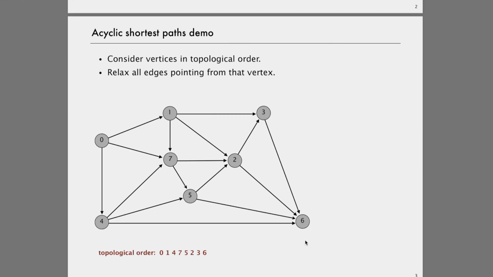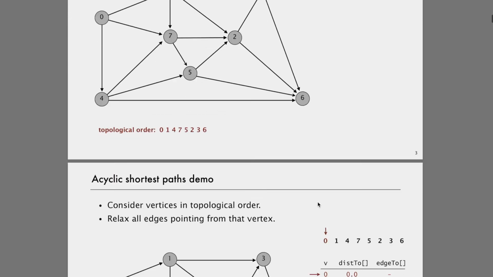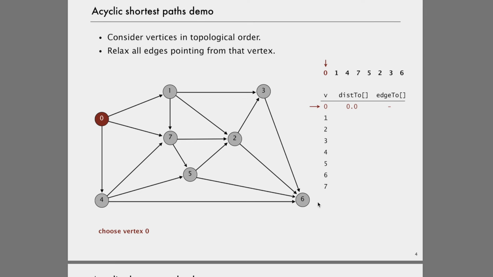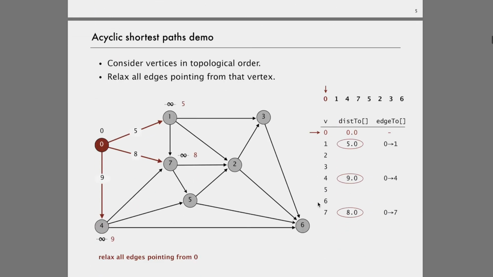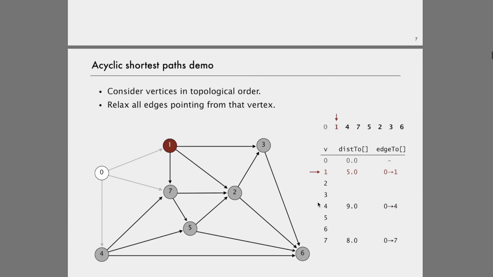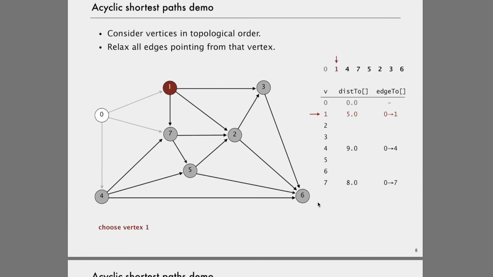So here's the edge-weighted DAG. And the first thing that we do is sort the vertices in topological order. And then do the same job as in the previous example about Dijkstra's algorithm. Starting from vertex 0, relax it, and then take the next vertex.